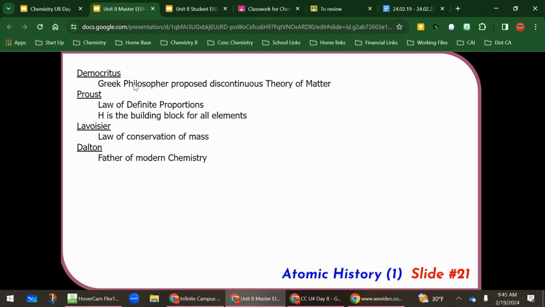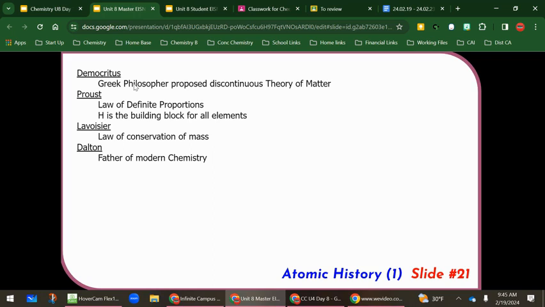Well, Proust had said that before with the law of definite proportions, but Proust had a problem. His problem was sometimes carbon and oxygen combined, and the ratio for carbon and oxygen was 12 to 16, okay? Or 3 to 4. But sometimes carbon and oxygen would combine, and it was 12 to 32 mass ratio. Any idea why?